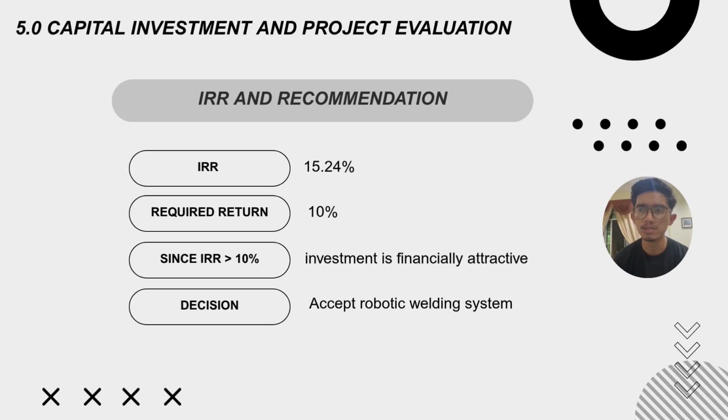The NPV is RM 41,163 and the IRR is 15.24%. So the recommendation is to accept the purchase of the robotic welding equipment. This equipment can increase production efficiency, reduce labor costs, improve welding consistency, reduce defects and rework, and improve profitability.